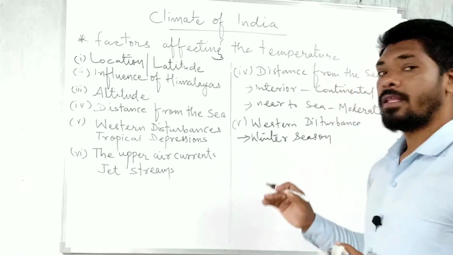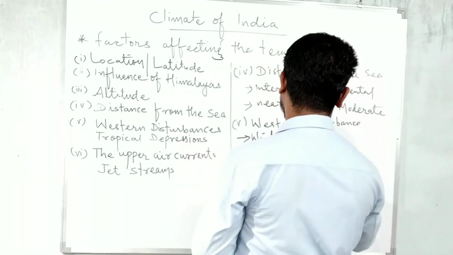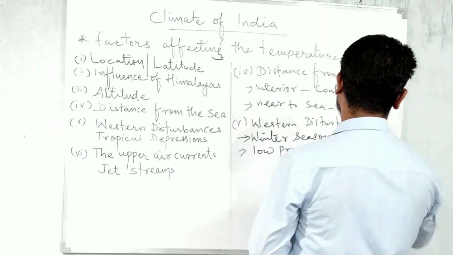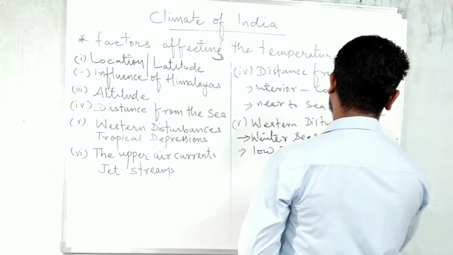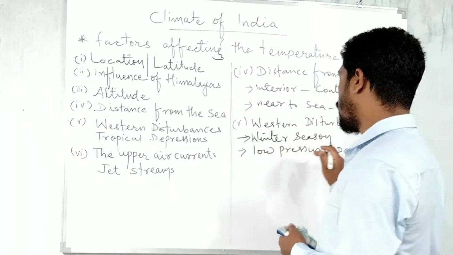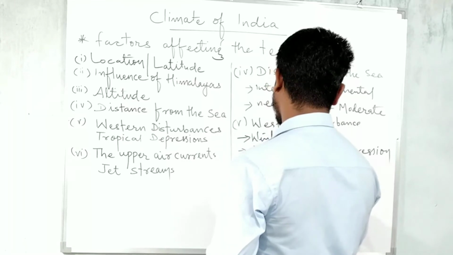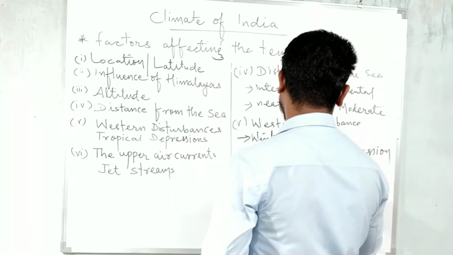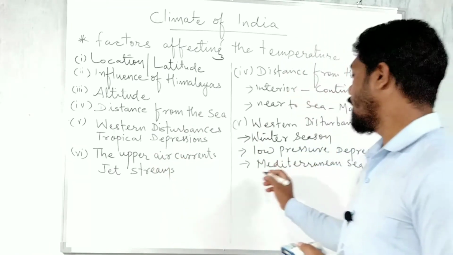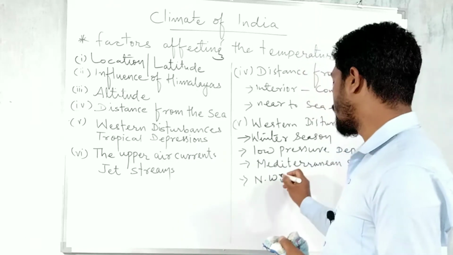So during winter season, the low pressure depressions originate from the Mediterranean Sea. They originate from the Mediterranean Sea, and they move towards the east side. And in India, they enter from the northwest part of India. So northwest part of India, they enter. That is why they are known as westerly depressions.